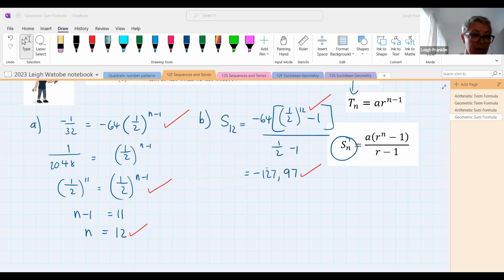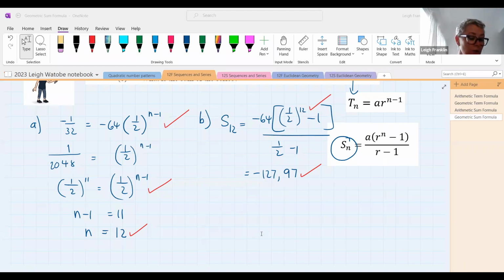Did I make a mistake there? Let me just double check. Oh, no, I didn't make a mistake. Okay, so some of you were saying, where does the 11 come from? So 1 over 2048 is a half to the power of 11.